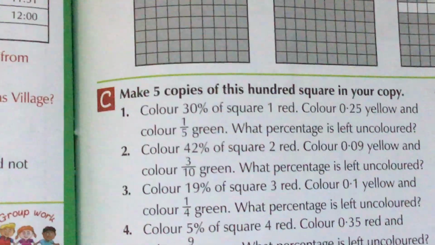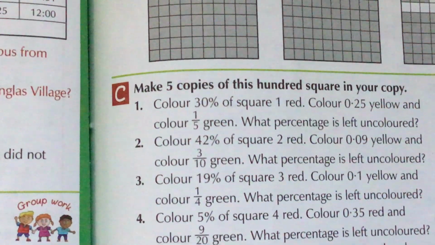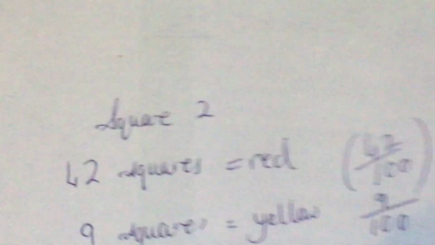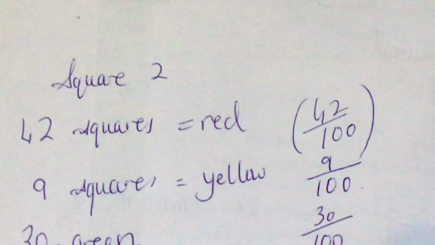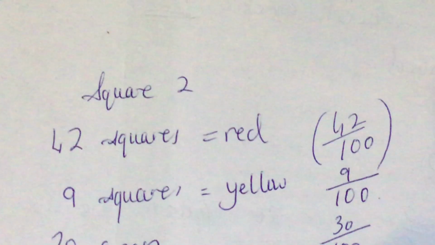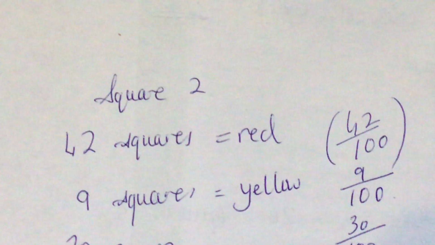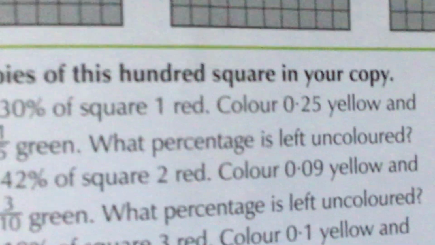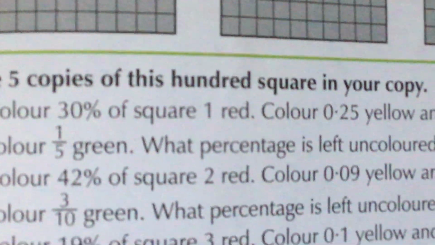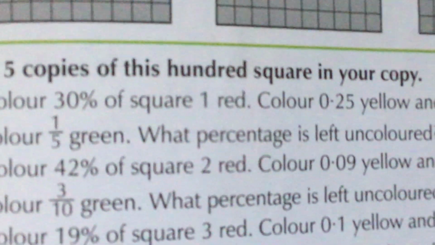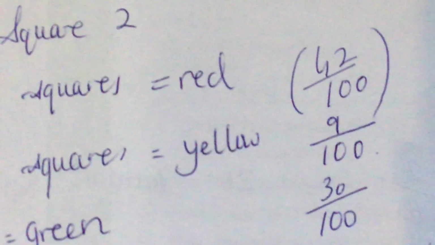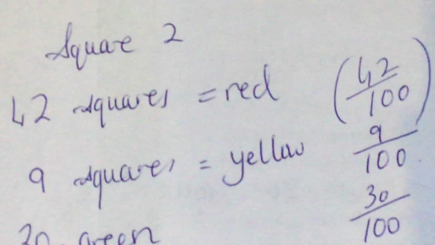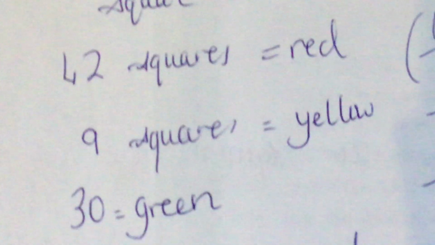0.09 are yellow. So 0.09 written as a fraction would be 9 out of 100. 0.09, 2 numbers after the decimal point means hundredths. 2 numbers after the decimal point reflects the 2 zeros for hundredths. It's 9 out of 100. So if it's 9 out of 100 yellow, that's 9 squares.